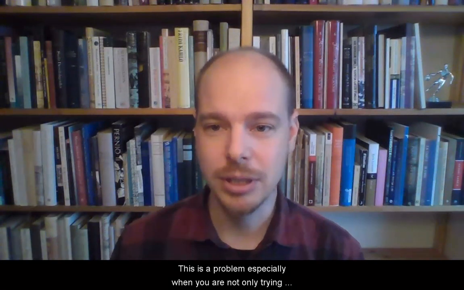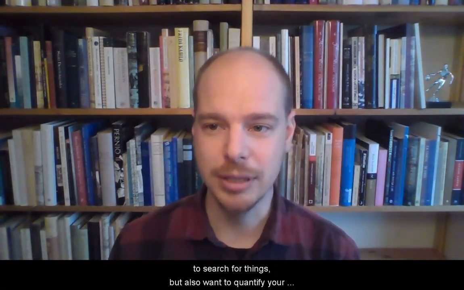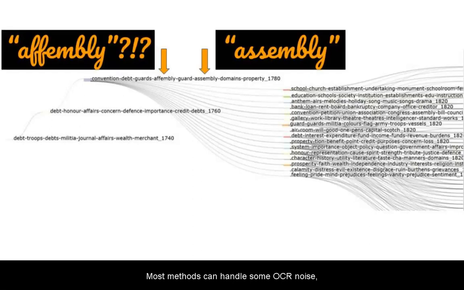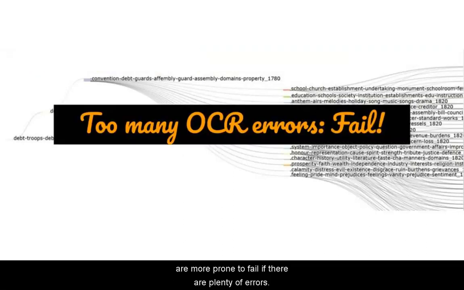A bigger issue than individual errors is that failed conversions are unevenly spread in the data. This is a problem especially when you're not trying to search for things, but also want to quantify your results, or use some kind of algorithmic method. Most methods can handle some OCR noise, but some challenges, such as grammatical parsing, are more prone to fail if there are plenty of errors. How many errors can be tolerated depends on the methods you use and what you use them for.